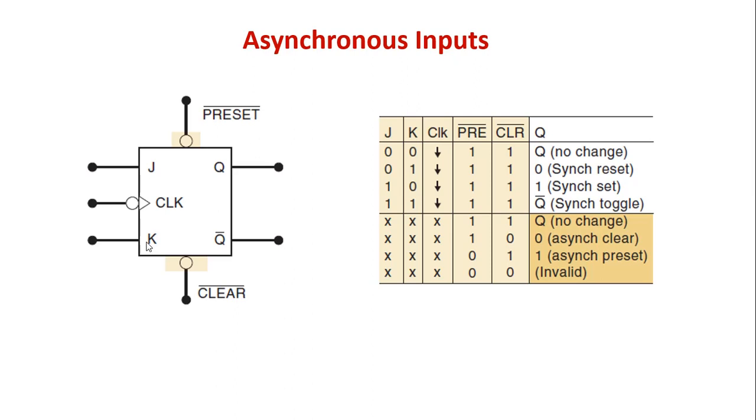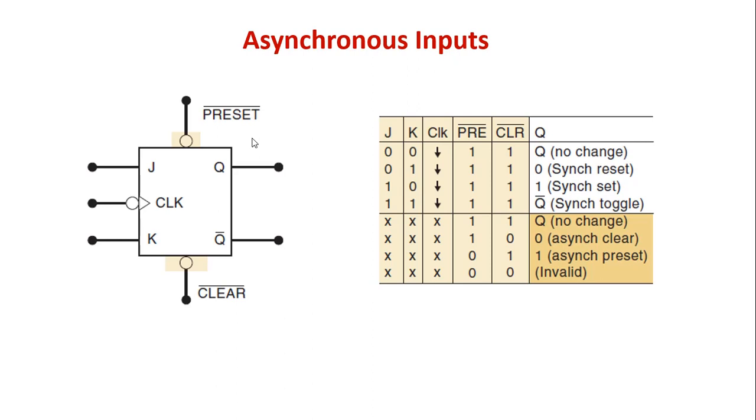Now two special kinds of asynchronous inputs are used: preset bar and clear bar. This bar and this bubble show that these are active low inputs, and these are asynchronous. That means these are independent of the clock. Whatever the condition of the clock or of the JK inputs, the flip flop will work according to the preset or clear.